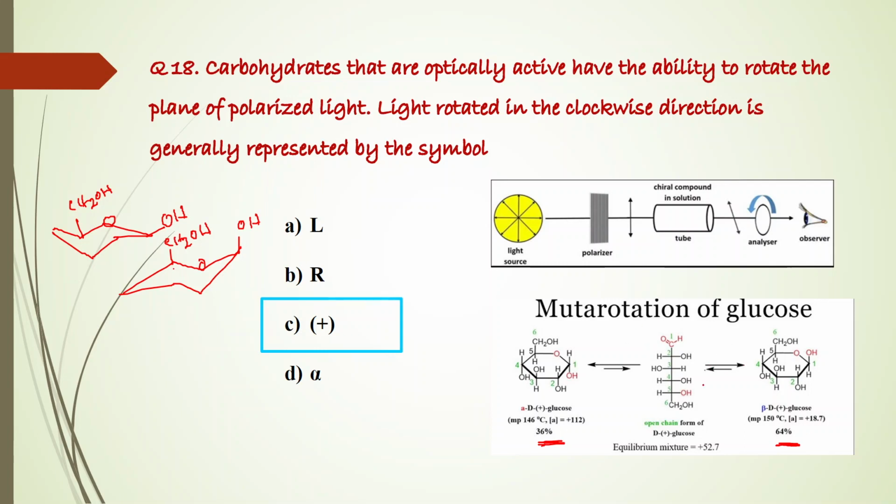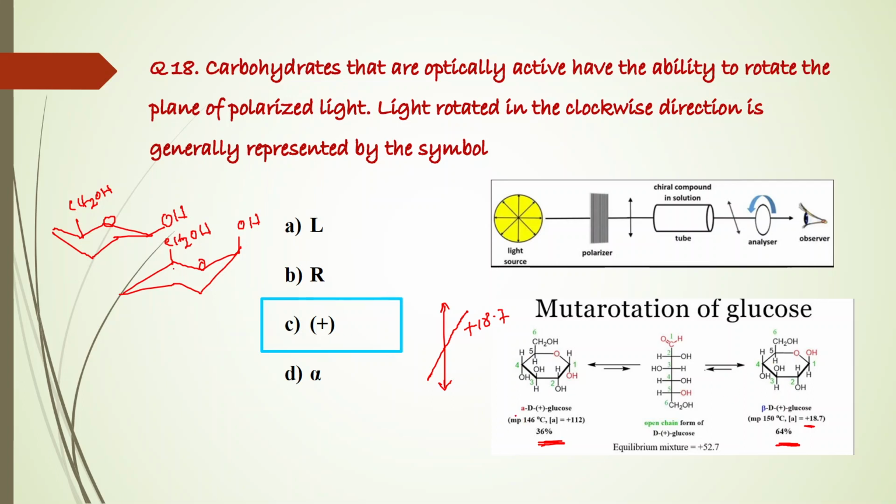Now whenever you put this glucose solution in the tube, due to this beta form, you have a rotation of the plane polarized light to a degree of plus 18.7. So if this was coming in a straight direction initially, after it passes through the glucose solution, you have a clockwise rotation, because you can see a plus sign in front of that. So you can see a positive deviation of plus 18.7 due to this beta form of glucose.